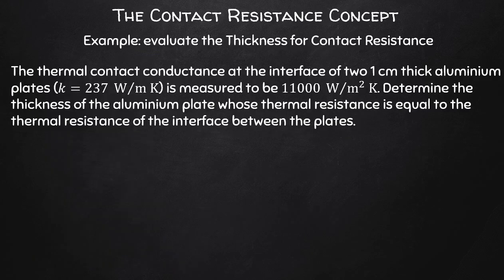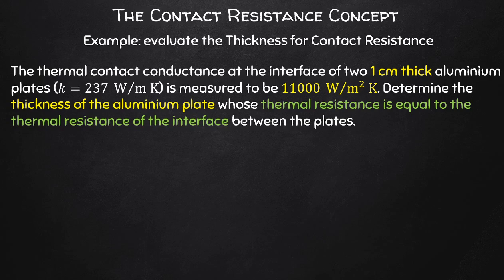So we may use an example to illustrate this type of heat transfer further. So have a quick read of the problem statements yourself and let's unpack it together. So we are told what the thickness of the aluminium plates are, though typically we don't necessarily have to be told this. And we are told what the measured thermal conductance is. This is the Hc. And we are asked to determine the thickness of the aluminium plate that would have the same thermal resistance as if there were no gaps.